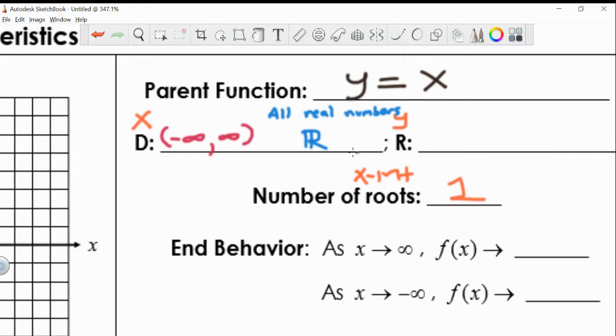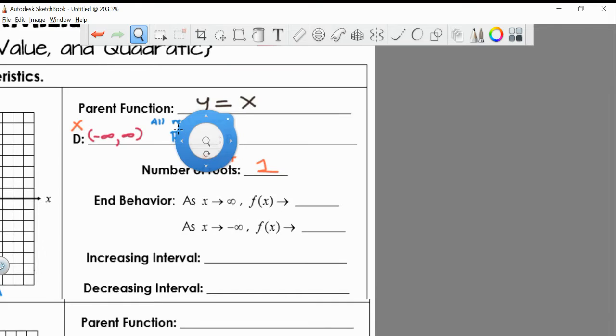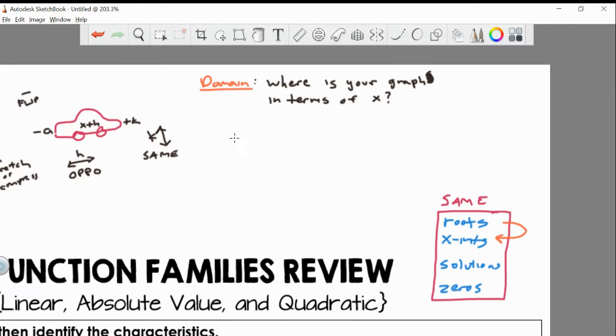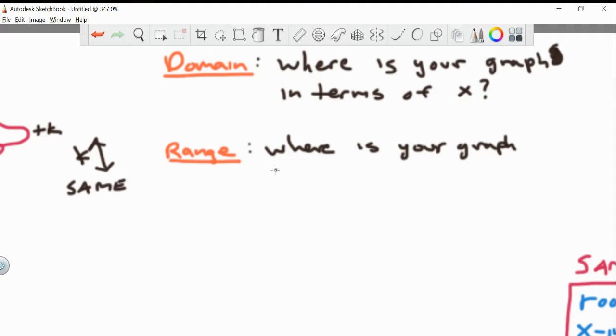Okay, so now let's talk about range. Your range is very similar to your domain. I guess let's go up here and talk about it. It's the same exact thing, except you're talking about y's now, right? So where is your graph in terms of y? So it's the same exact process we want to do before, right?